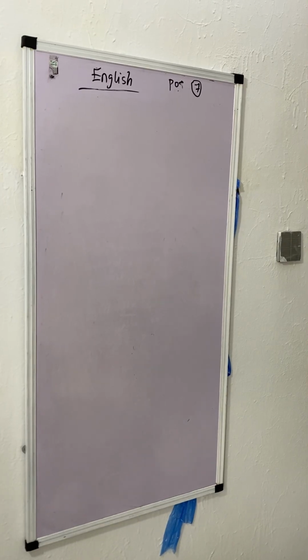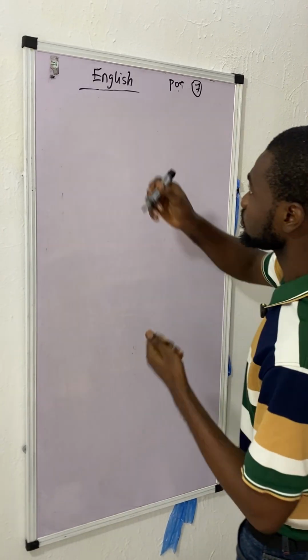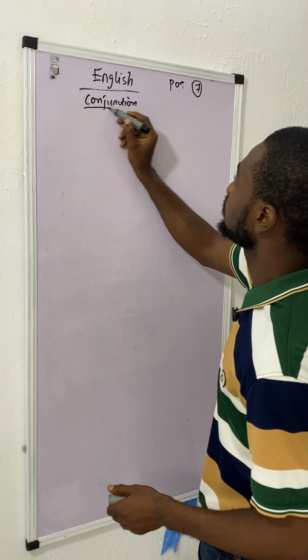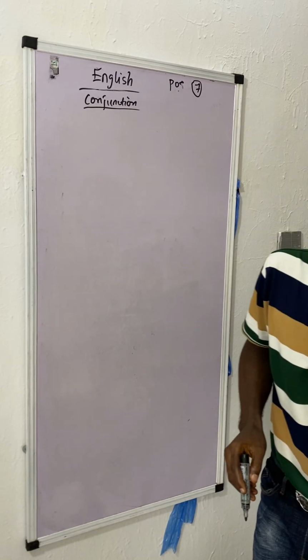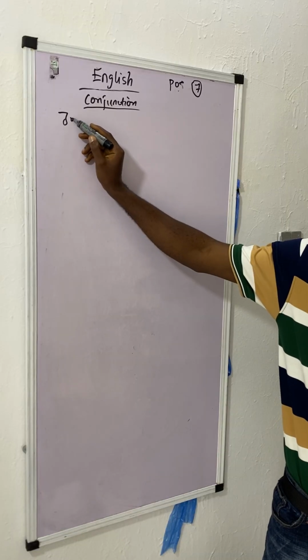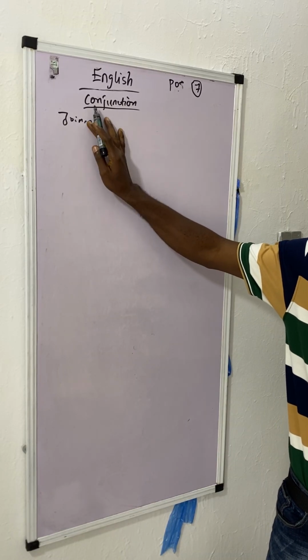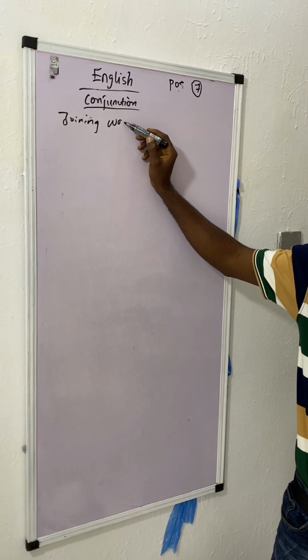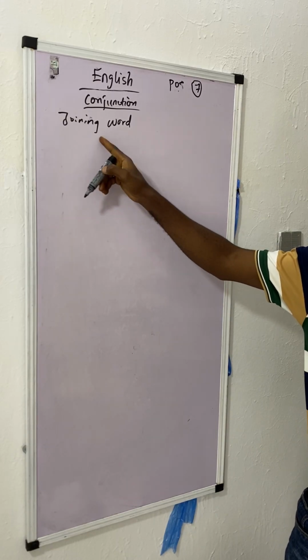Welcome to the continuation. Let's quickly look at conjunction, the next part of speech. What is a conjunction? A conjunction is a joining word. It joins two or more words or parts together. It might not be a word, it might be a phrase, it might be clauses. Joining word, that's conjunction.